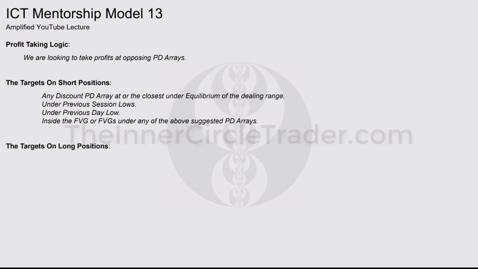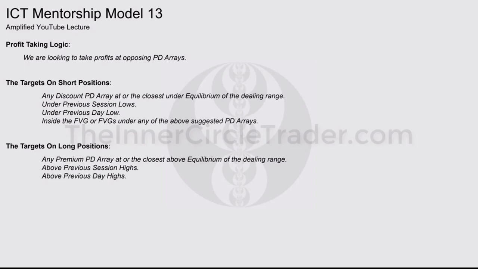The targets on long positions. Any premium PD array at or the closest above equilibrium of the dealing range. Above previous session highs. That means if we're trading, obviously, in the PM session, we're looking at the AM session. If we're looking at the AM session, we're looking at yesterday's PM session. So I wasn't making that clear earlier, but now I just did. Above previous day's highs. Inside the fair value gap or fair value gaps above any of the above suggested PD arrays.